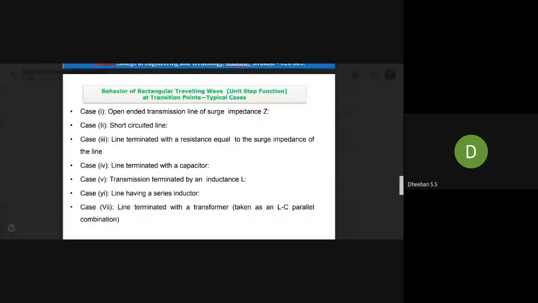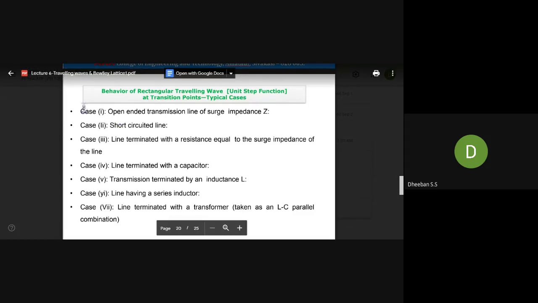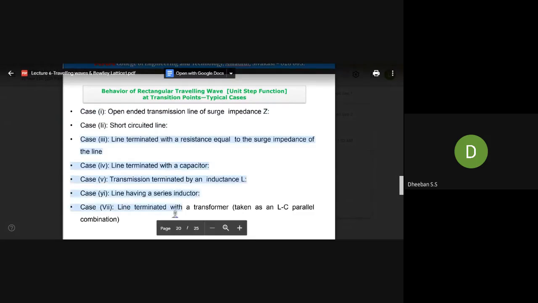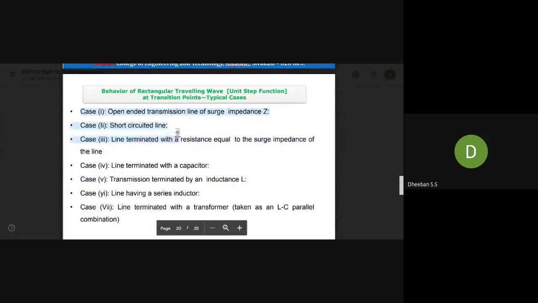The fourth one is the line terminated with a capacitor, then terminated with an inductance. Line having a series inductor. Line terminated with a transformer. Here we'll be seeing only two cases. We won't be covering all of them, only these two cases alone we'll be seeing.